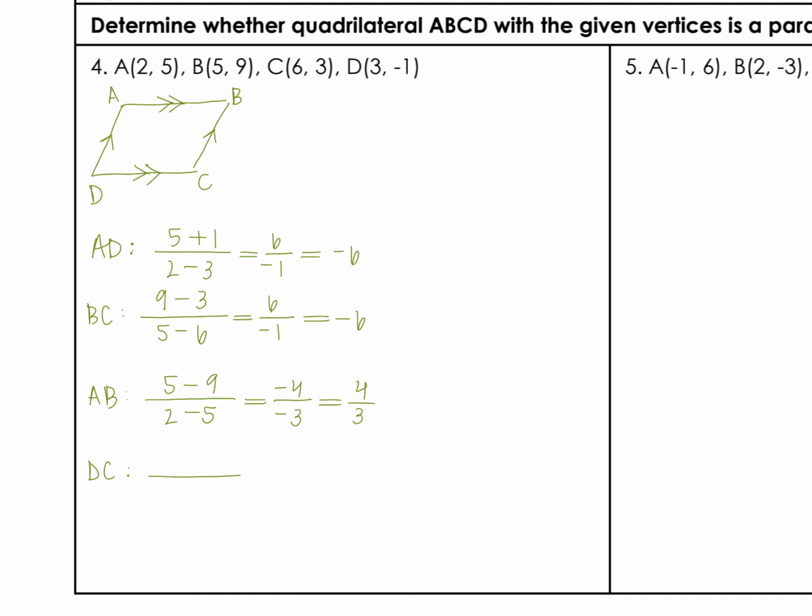All right, so the difference in my y's is going to give me 3 minus -1, so +1. And then 6 minus 3. 3 plus 1 is going to give me 4. And then that 6 minus 3 gives me 3. So here I have that same 4/3 as my slope. And therefore I have proven that both pairs of opposite sides are going to be parallel.